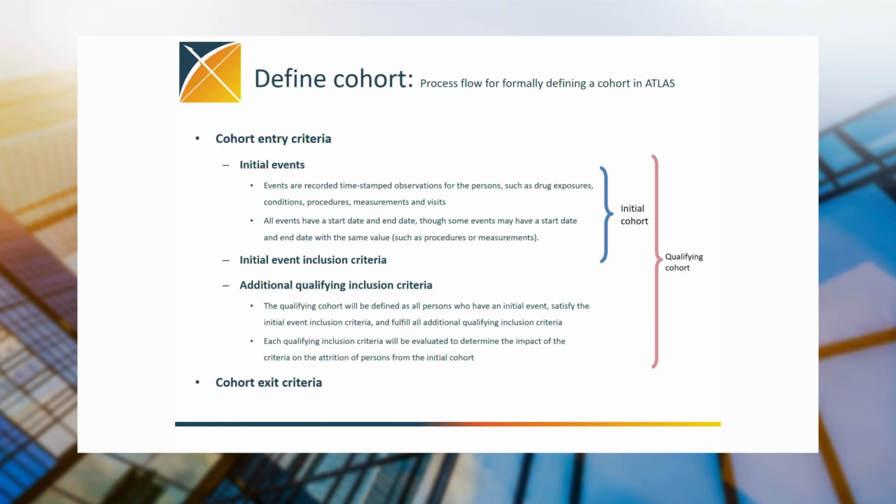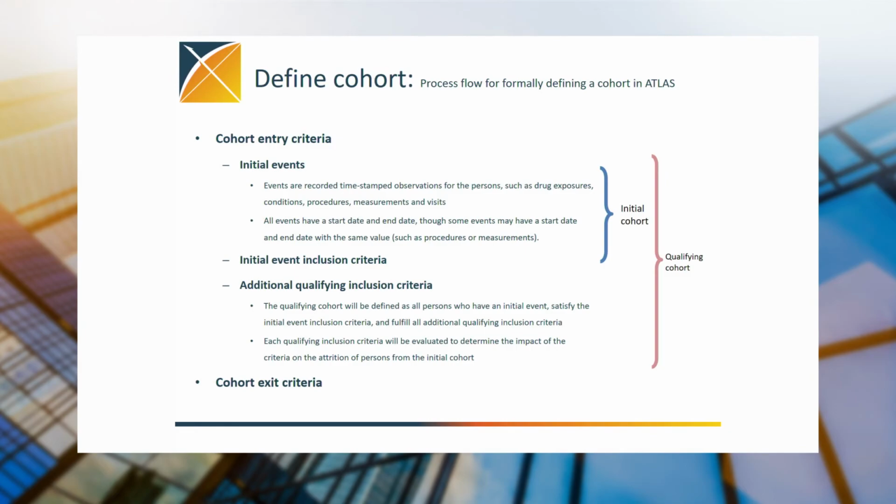And I said that there are three steps to define cohorts. We need to set the initial event, we need to set inclusion criteria, and we need to set qualifying inclusion criteria. The initial event is a very important step because it defines the start, or index date. As I said, a cohort has the person ID and the date, so it's very important to define the index date of the cohort.